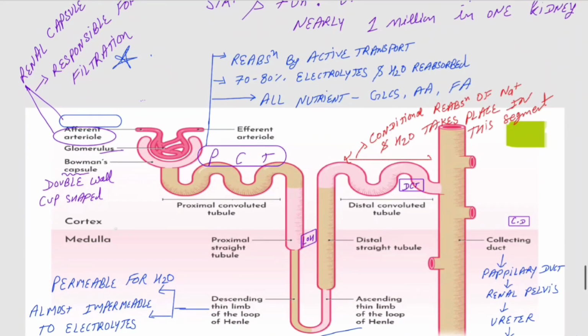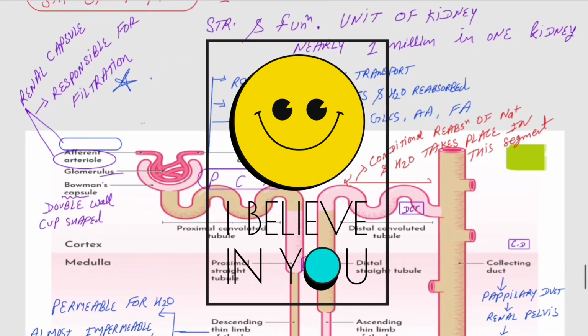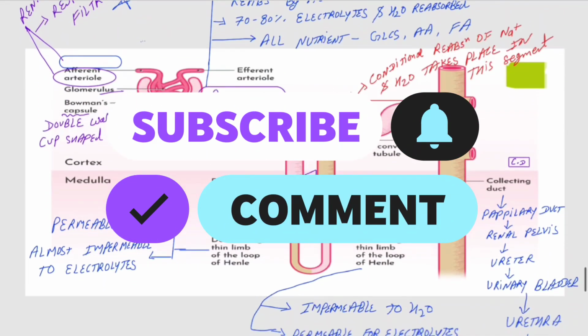Structure of nephron contains Bowman's capsule, PCT, loop of Henle and DCT. It's all about the excretory system. Clear?